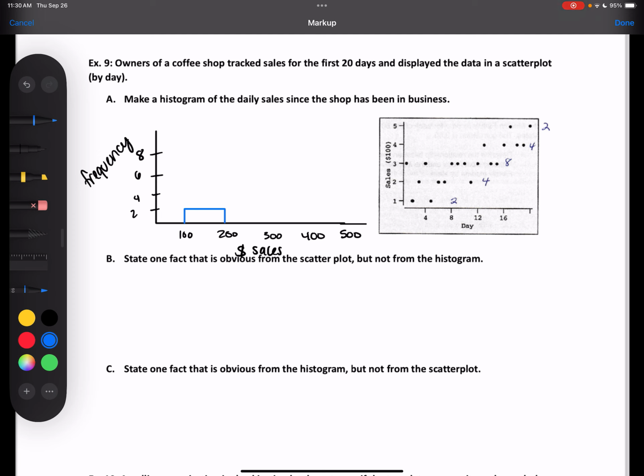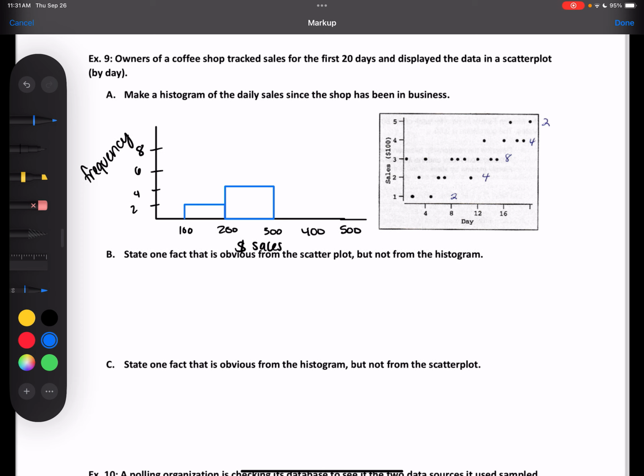Then $200 was 4 times. $300 was 8 times. Oh, this is bad. I didn't leave enough room.